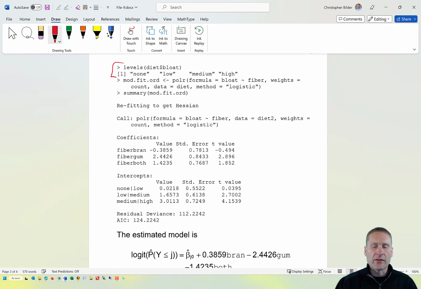Well, first of all, here's levels, just to show you that indeed we do have the levels right. We use the polr function once again to estimate the proportional odds regression model. Bloat is our response. Fiber is our corresponding explanatory variable. The polr function automatically creates the indicator variables for this particular variable. My data is in diet, method equal logistic.